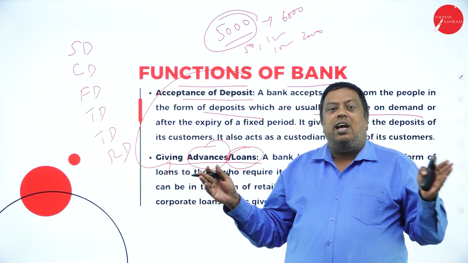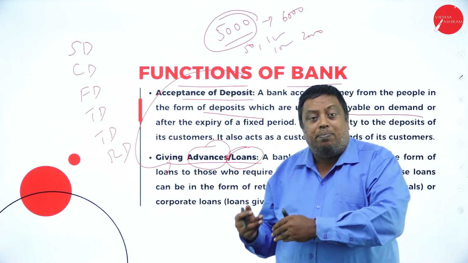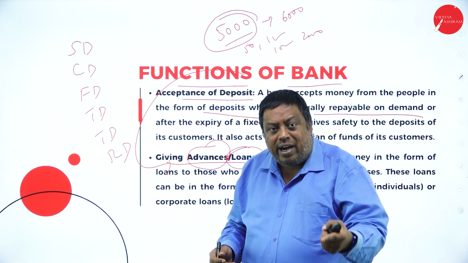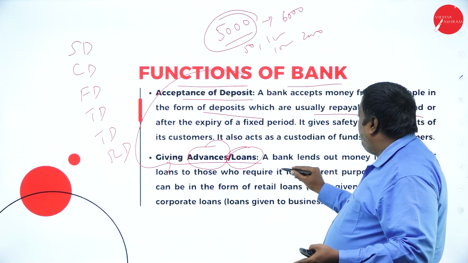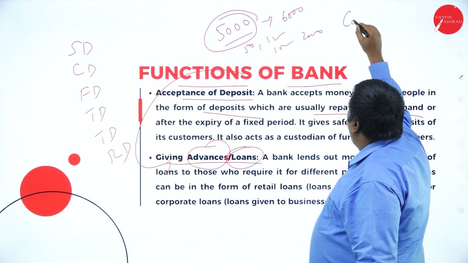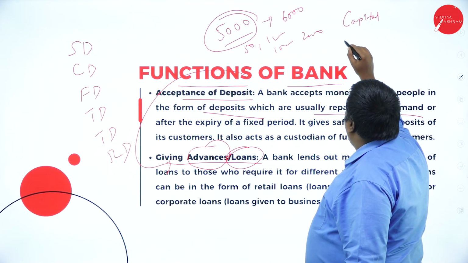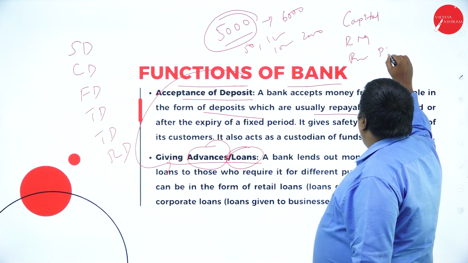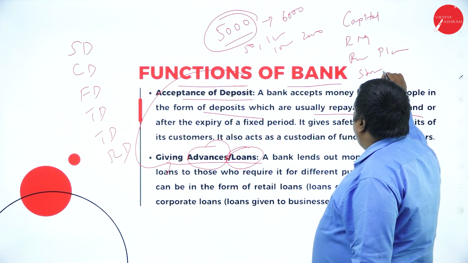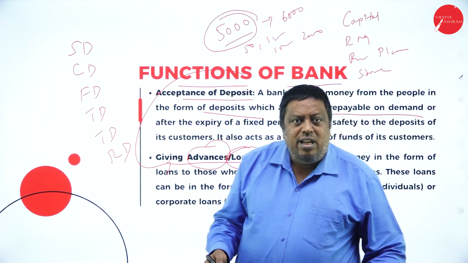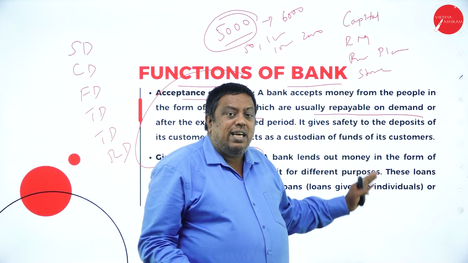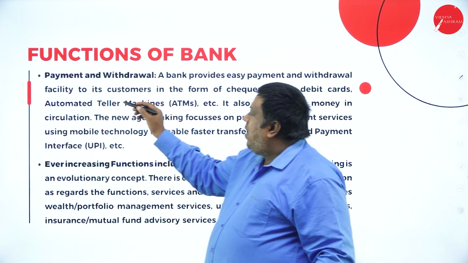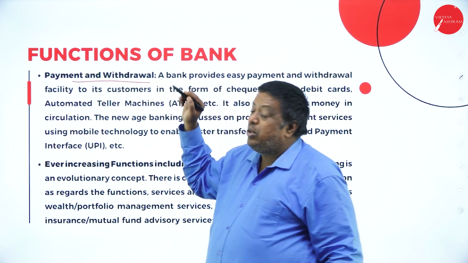So, dividing the deposited amount received from the public, they started to provide the same to the people who require certain amounts for whatever purpose it may be. For example, they require it for capital, for purchase of raw material, for production planning, for store purposes. Like this, for whatever purpose, for all the needs, the banks have started to provide loans. The next function of the bank is payment and withdrawal.